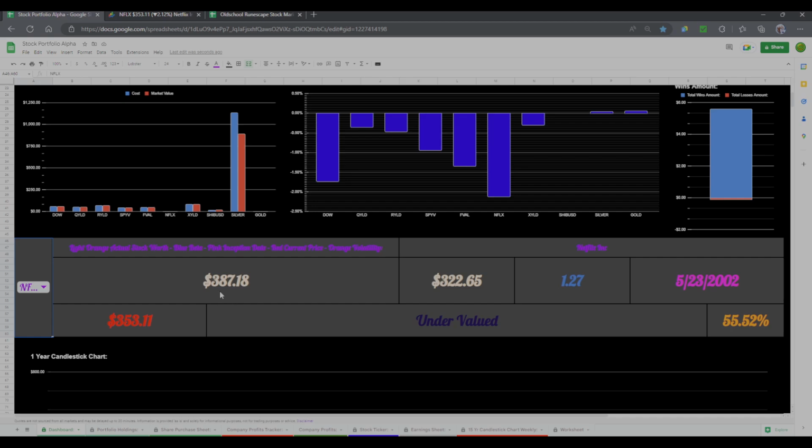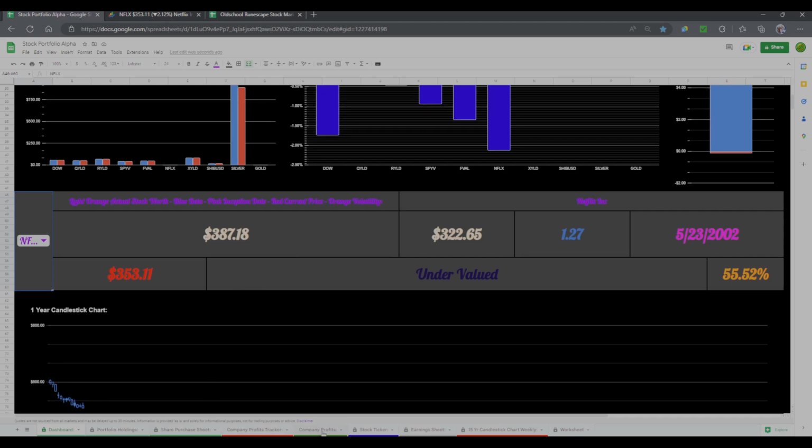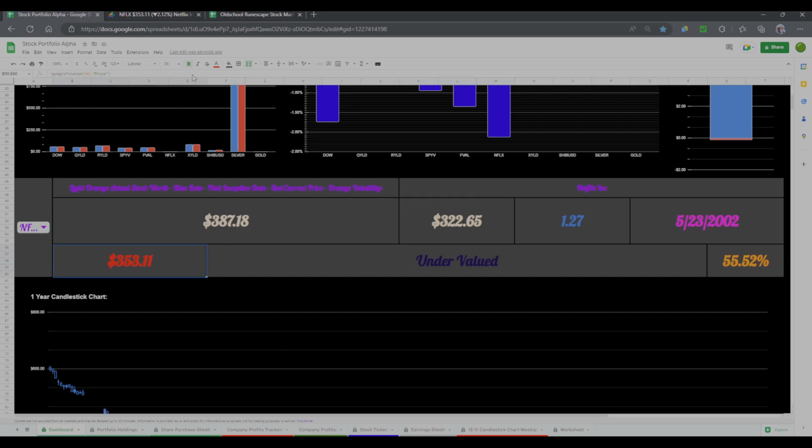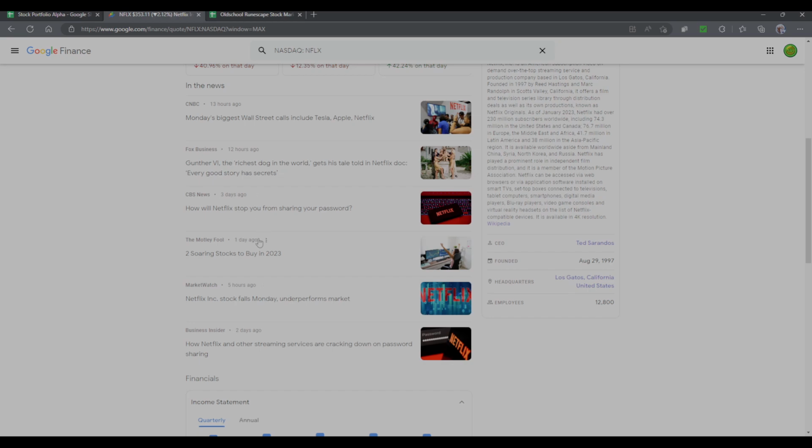Okay, there we go. So it does actually work. As you can see, it's just hard to find a company that's undervalued, but it even tells you it's undervalued. So this is a company that you could probably invest into. Let's actually see what's going on in the company.